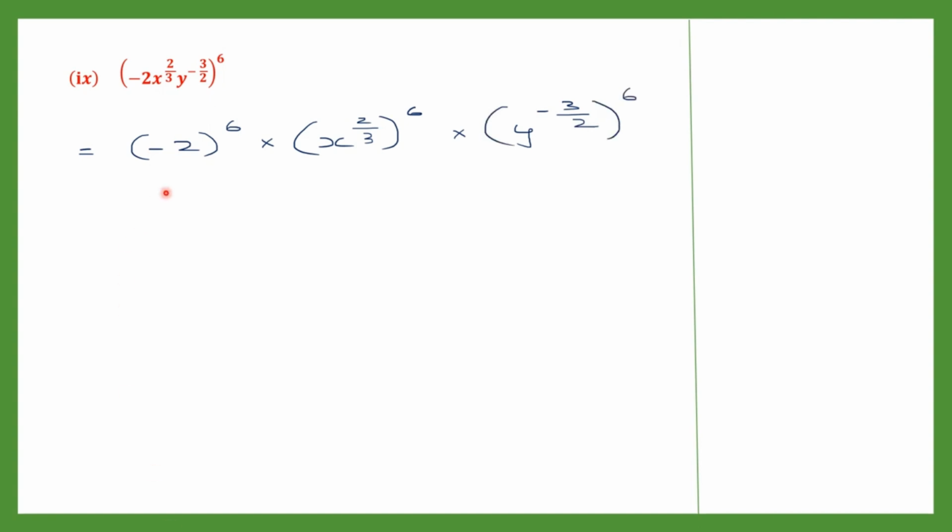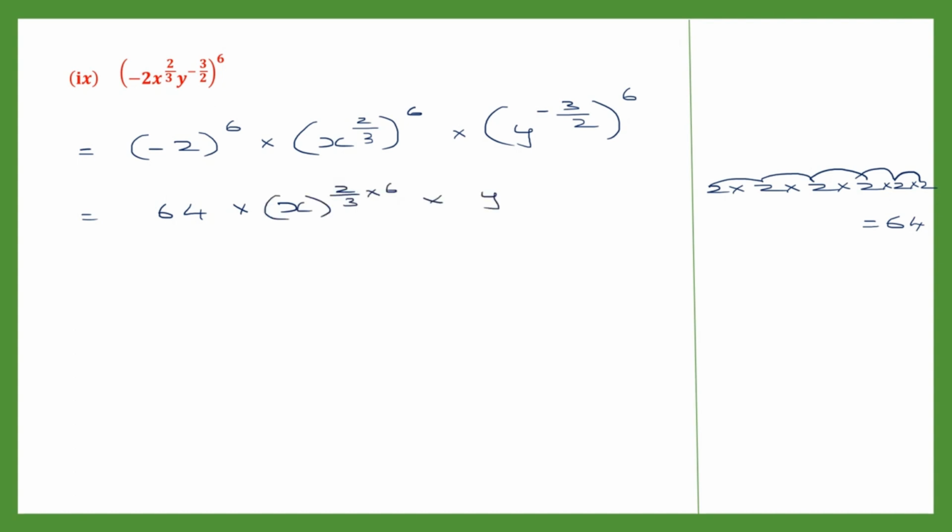So here now, when you have a negative integer raised to a power which is an even number, your answer is going to be positive. So it's going to be just plus. Now 2 raised to the power of 6 is how much? 2 into 2 into 2 into 2 into 2, 6 times. So 2 2's are 4, 4 2's are 8, 8 2's are 16, 16 2's are 32, 32 2's are 64. So this is 64 into x to the power of 2 by 3 into 6 into y to the power of minus 3 by 2 into 6.